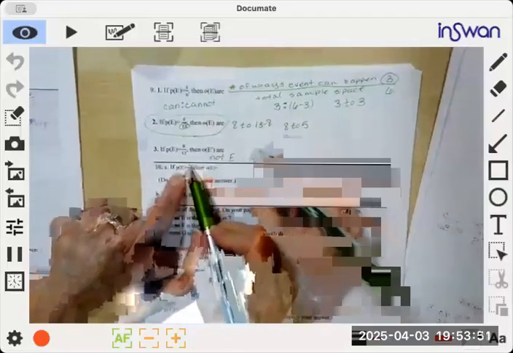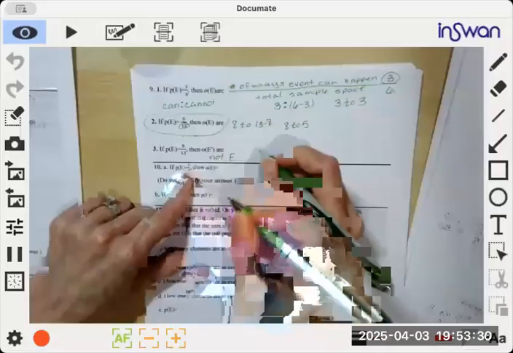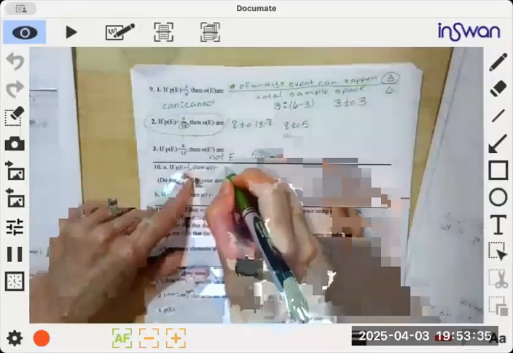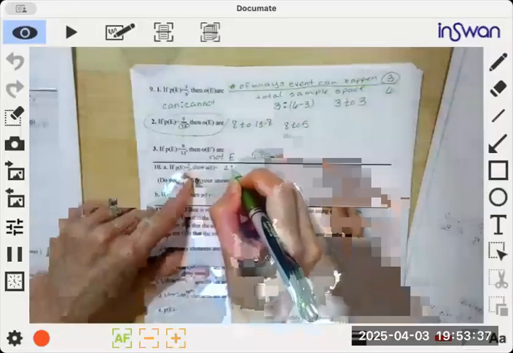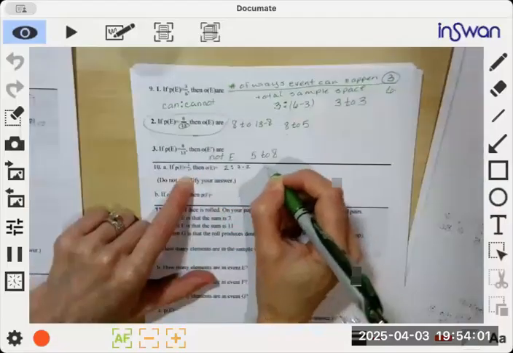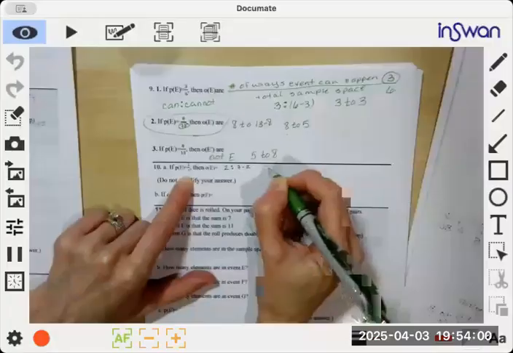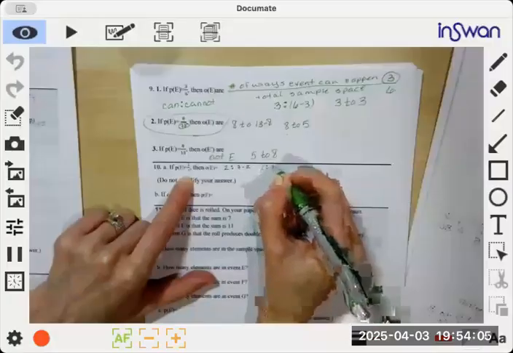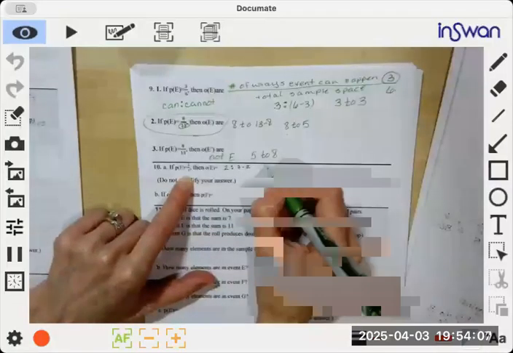Okay, we're getting this now. So the probability is 2 to 7. The odds is 2 to 7 minus 2, which would be 2 to 5.